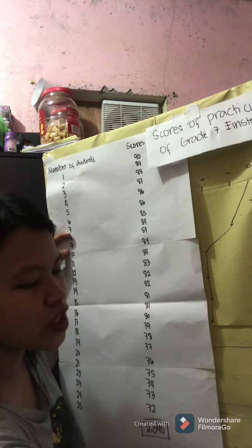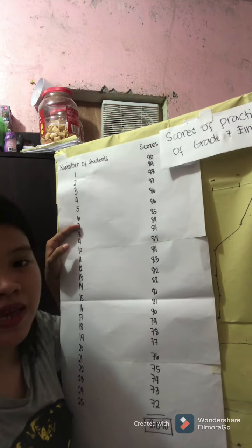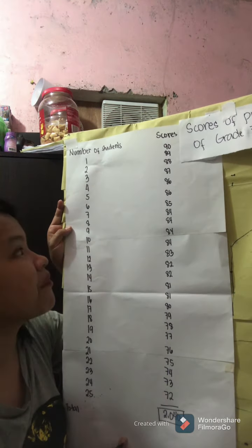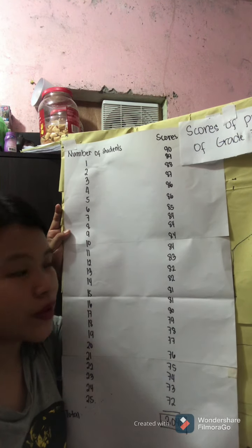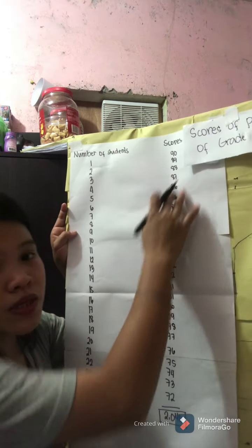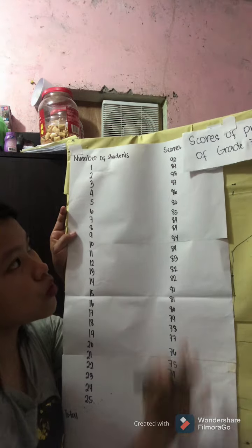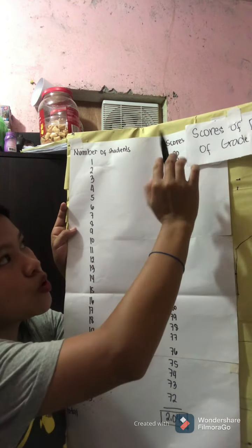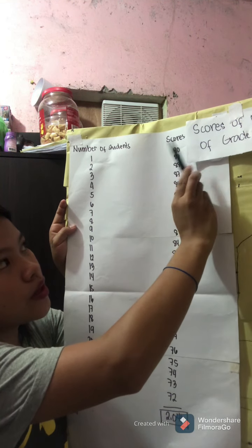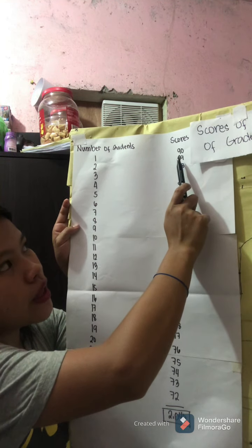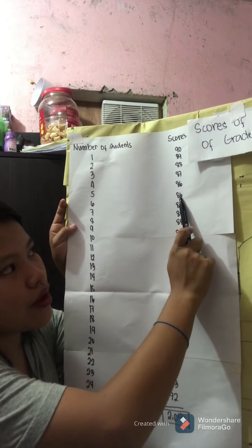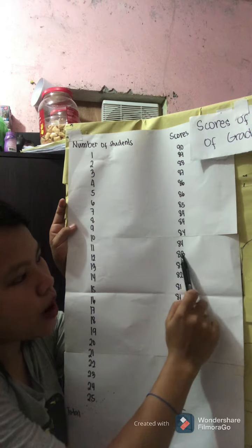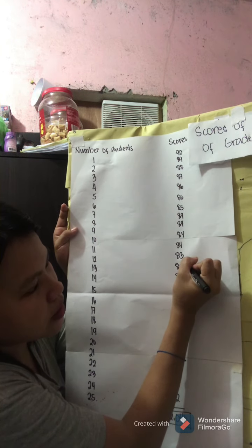So let's proceed to our median. As you can see, we have a total of 25 students. So the middle of 25 is 13. In our scores, we're going to count 12 from up to down. We will start 12, 11, 10, 9, 8, 7, 6, 5, 4, 3, 2, 1. So we ended in 83.